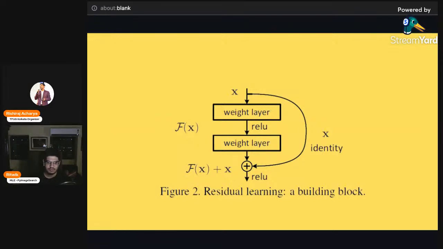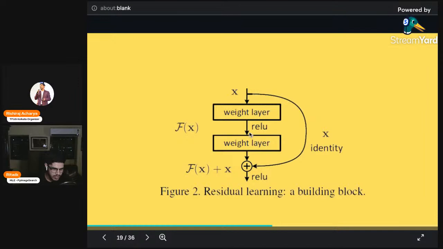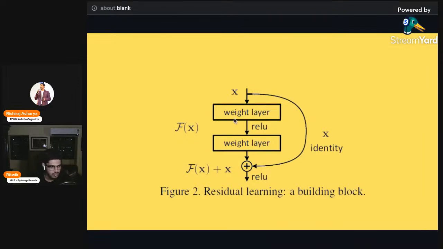And at this point you're probably able to map this with the game of telephone that we saw a while ago. So what is happening here is that there's a network which has weight layers and ReLU and then a weight layer. The original information X is being passed back, skipping all these layers to another common point, and this is called the residual block. These connections help make the learning process easier without adding extra complexity.